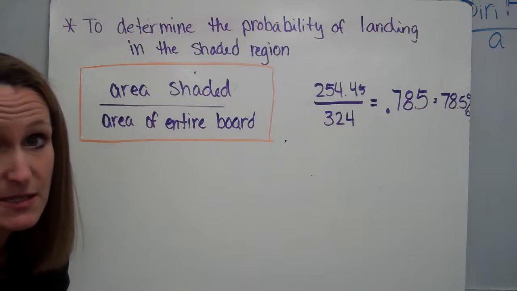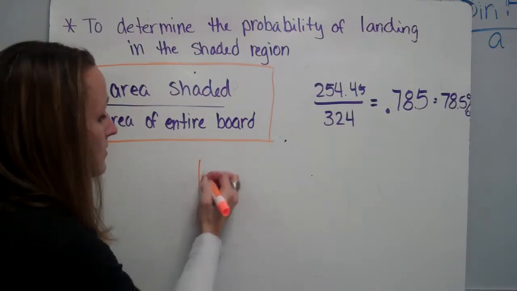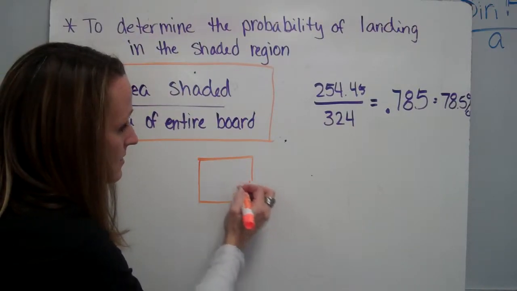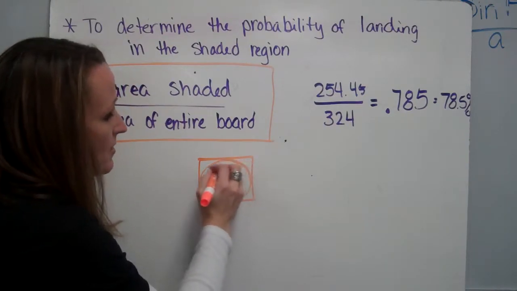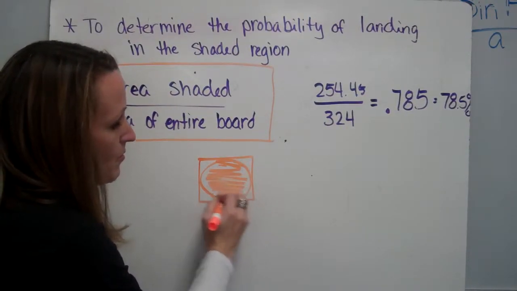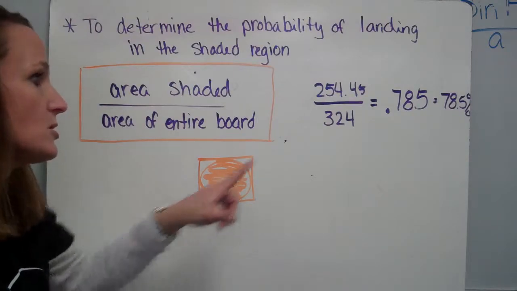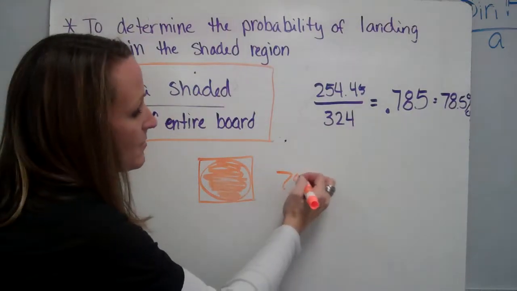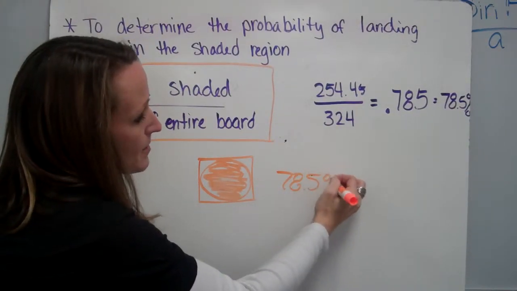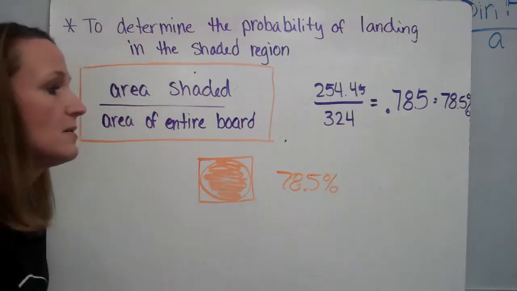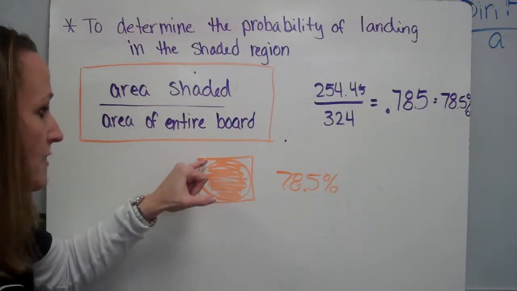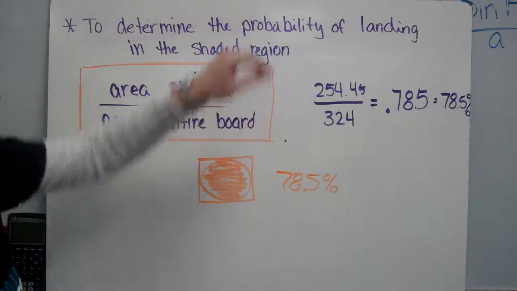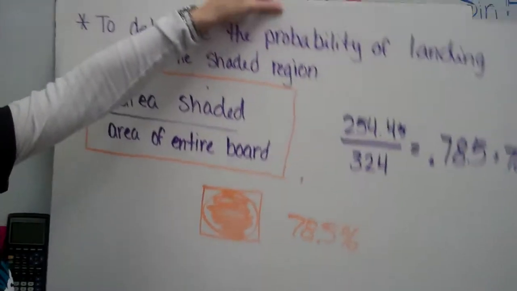Now, does this make sense? Well, if you look at the dartboard, it looks about like this, and that shaded region took up most of the dartboard. So to say that we have a 78.5% chance of landing here makes sense because all that's not shaded is these 4 corners. So let's look at another problem.